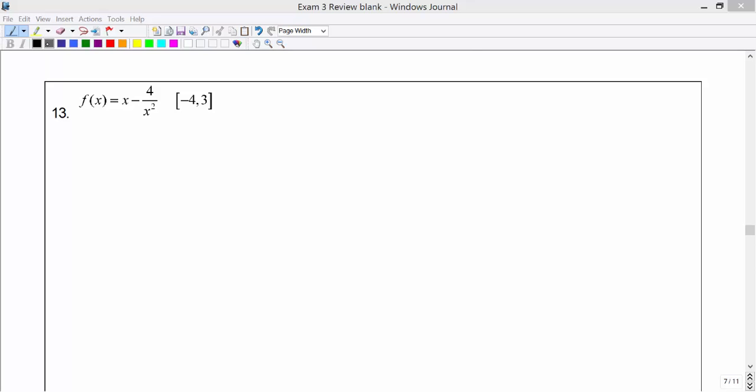For number 13, we're asked to find the absolute max and the absolute min, and this time we're given a bounded region. So we have to look from -4 to an x value of +3. So we're bounded by these x values. So we're going to find out where the first derivative equals 0.